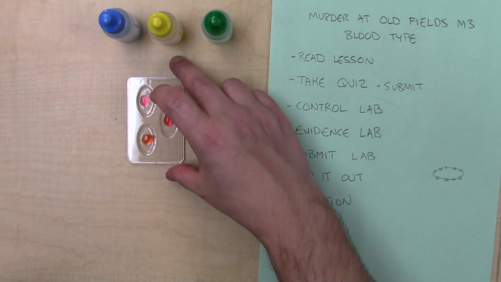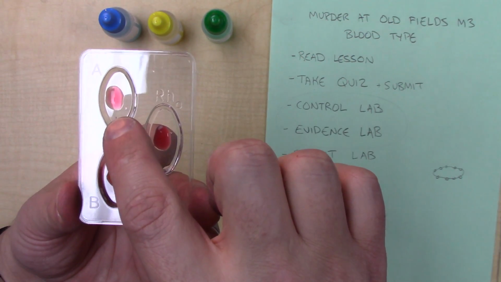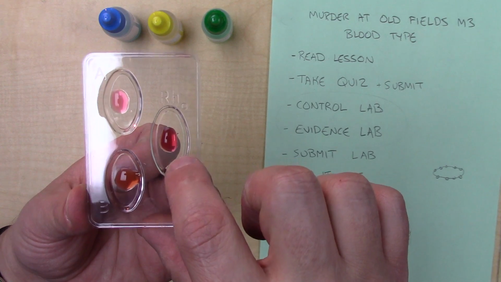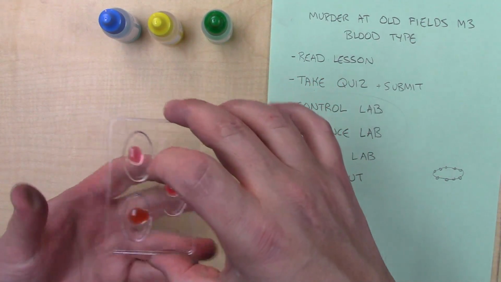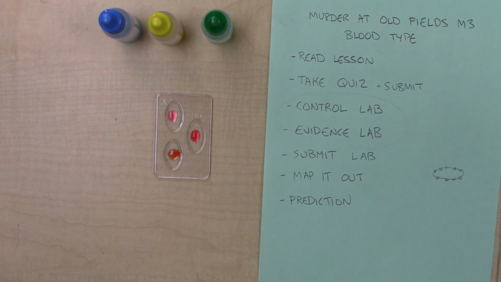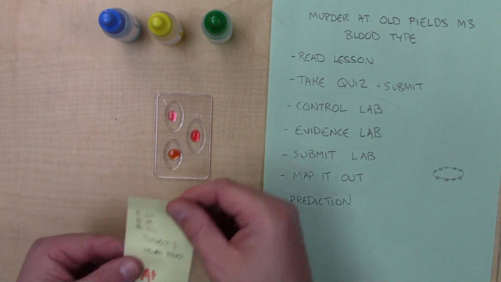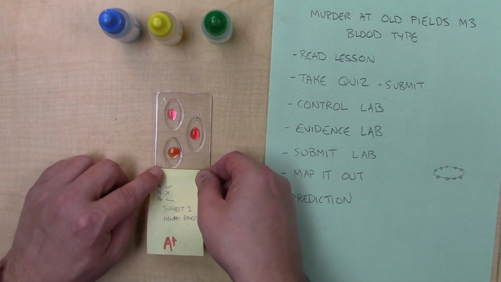Okay, now I've got some interesting findings here. Look at this. The A has become cloudy, and the positive has become cloudy, but the B has stayed the same. The B hasn't become cloudy. So we know that suspect 1, Henry Bauer, is A positive. Ta-da!